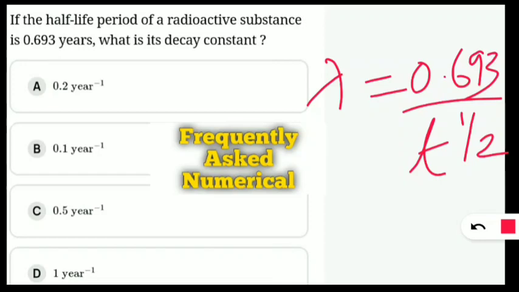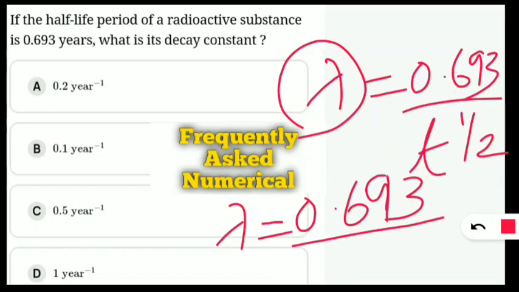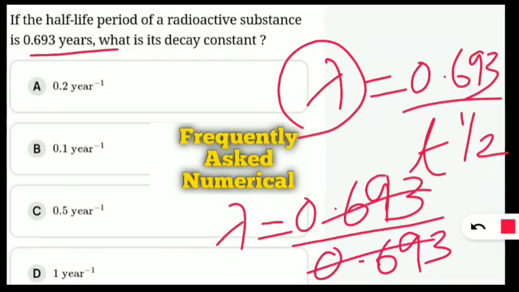So what we will do is simply put the values. We have to find the value of lambda. So lambda is equal to 0.693, and coincidentally the question has given the same value for the half-life period of that substance, so it will be the same 0.693, but in a different question the value will differ. Here these two will cancel out, so the value will be 1. One how much? One year inverse, because the question has asked about years.